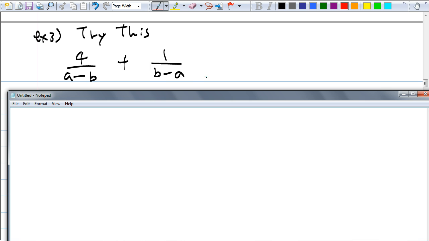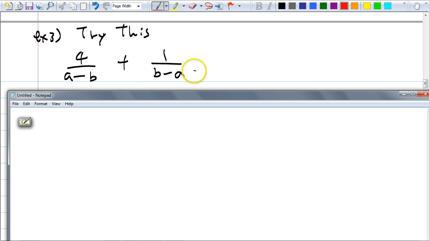Not only that, is this written correctly? 1 over b minus a? Not really. Do we want to write it as b minus a or something different? A minus b. Is b minus a the same as a minus b? No. We can't just switch them, because it's subtraction. If it was b plus a, yeah, you could do it. So what can we do with this?